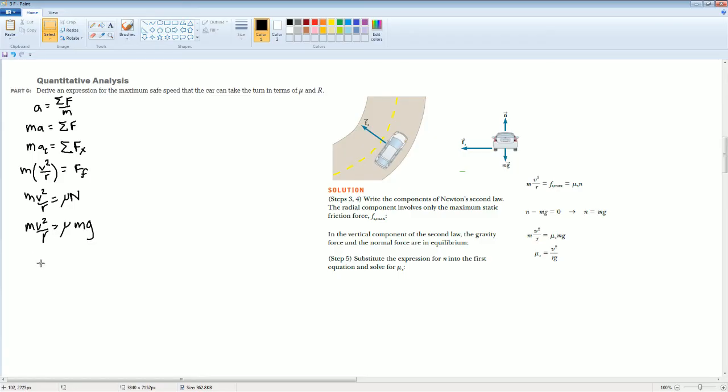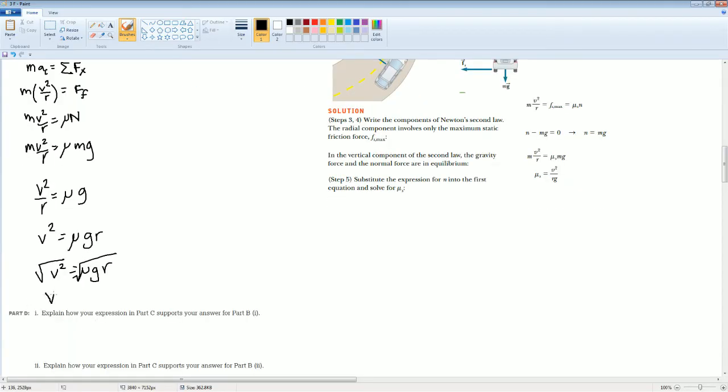The m's cancel, so it's just v squared over r is equal to mu g. Multiply r to both sides, so you get mu g r. Square root it, and you get v is equal to the square root of mu g r. All right.